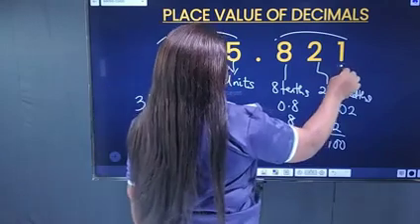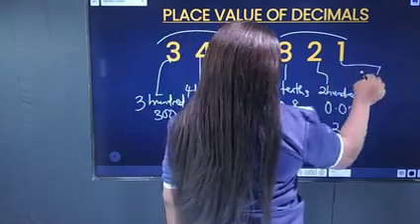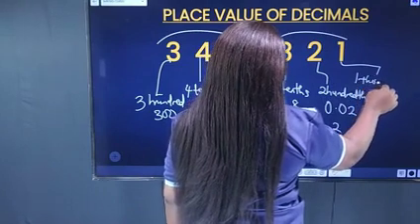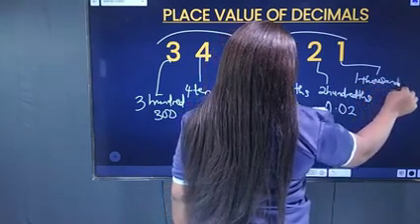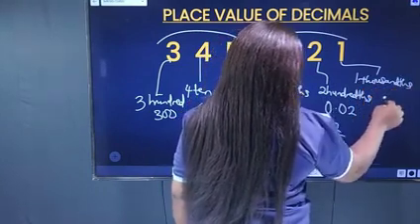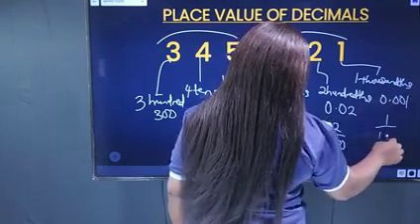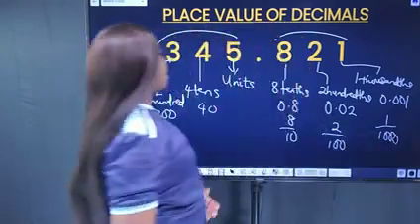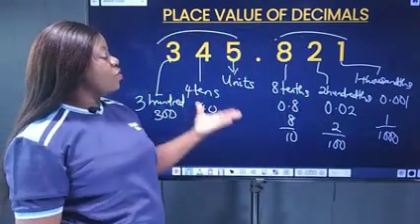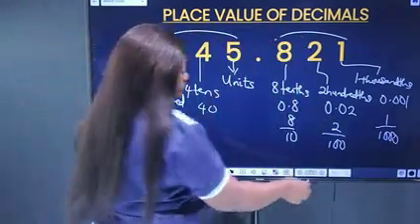Now the next one is thousandths. So that is 1 thousandth, or 0.001, or 1 over 1,000. Now these are the place values of whole numbers and decimal numbers.